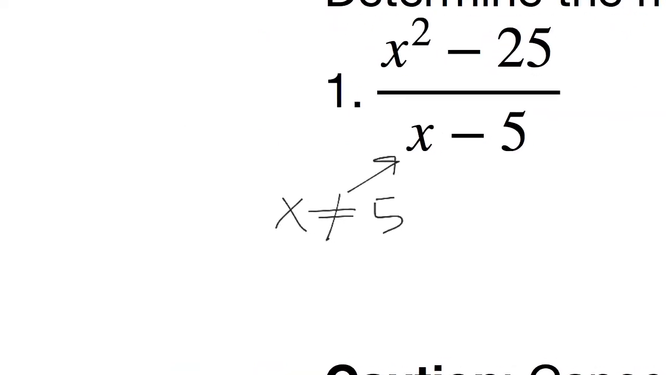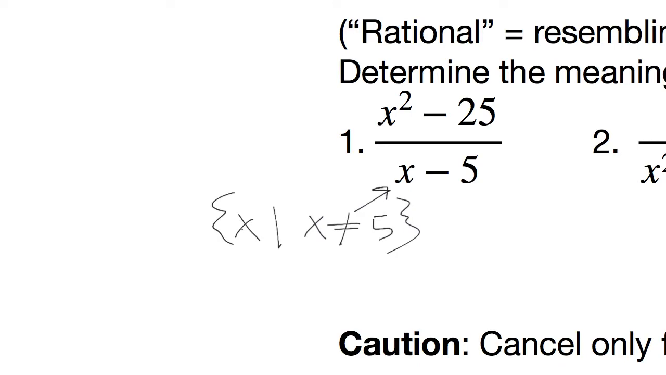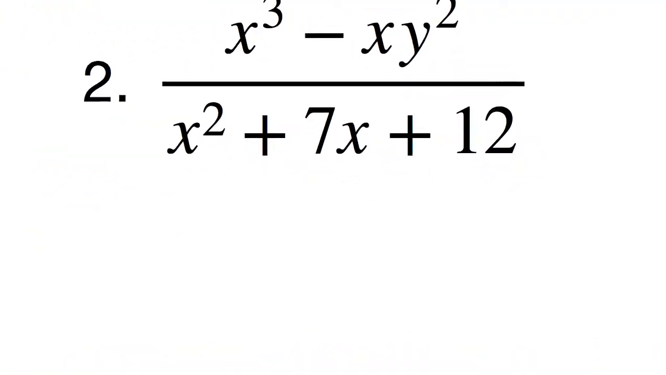What are the meaningful replacements? Because what happens when you do put in 5? If you put in 5, it becomes 5 minus 5, which is 0. You can't have anything divided by 0. So we say that the meaningful replacements are the set of all x such that x is not equal to 5. Let's say this is all real numbers except 5. It is meaningful everywhere except 5. Where is this next one going to be meaningful?